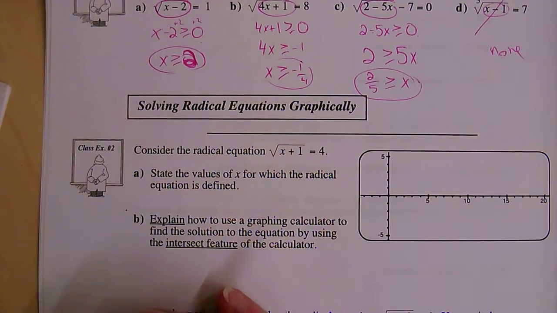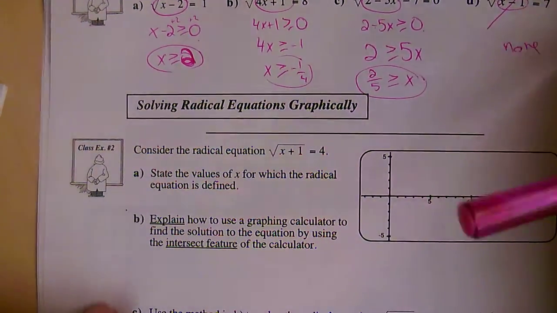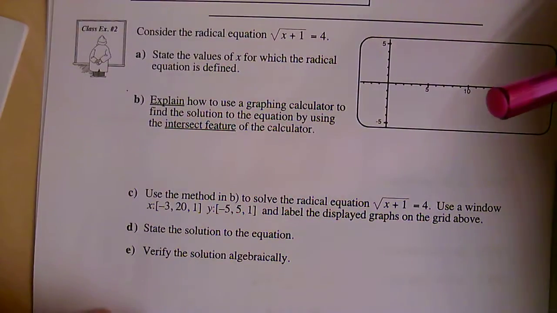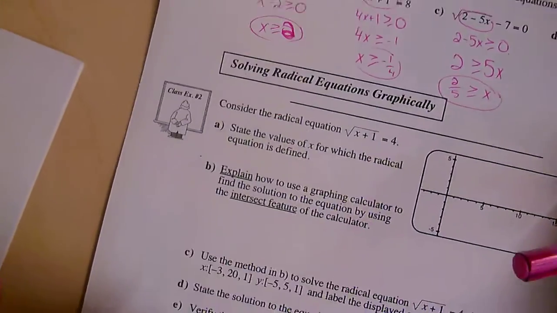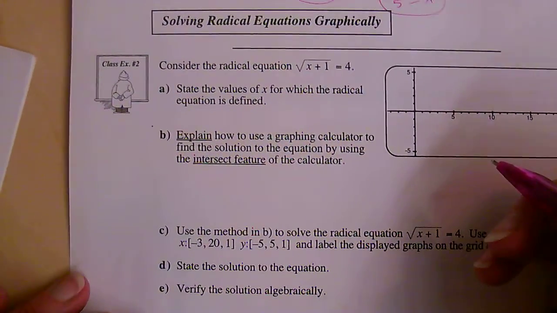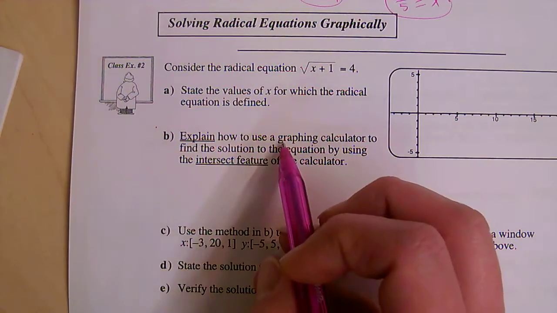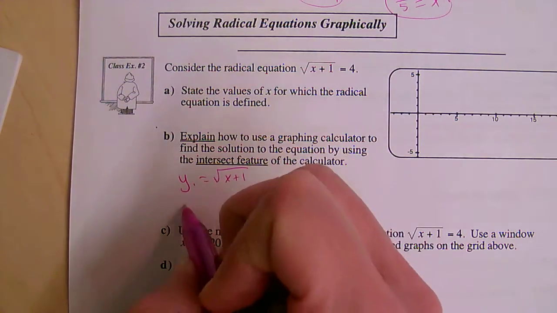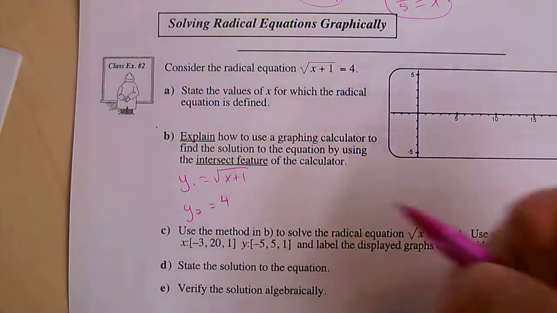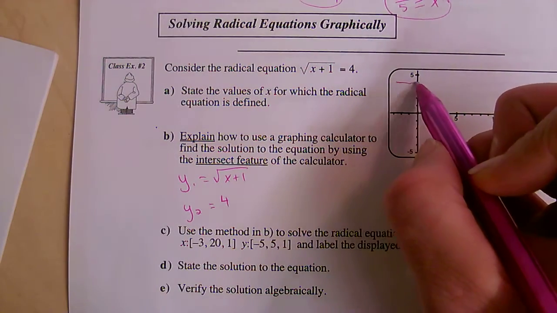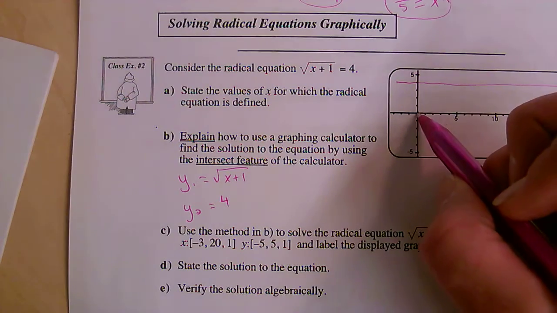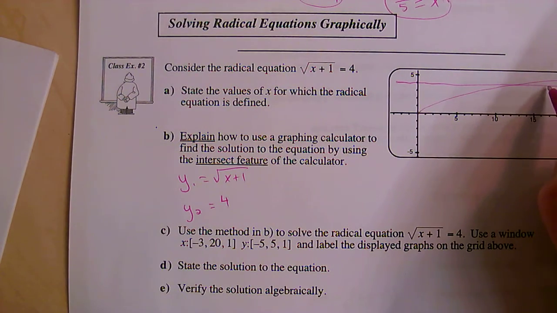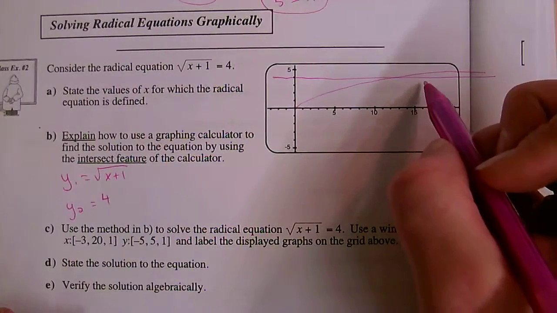I think we might have done this part too, actually. It's upside down. We'll just go through it anyway. So, how to use a graphing calculator. y1 would be equal to the square root of x plus 1. y2 is equal to 4. Yeah, we totally did this one. So there's my 4, and then it intersected at 15, I think, which is a horrible drawing.